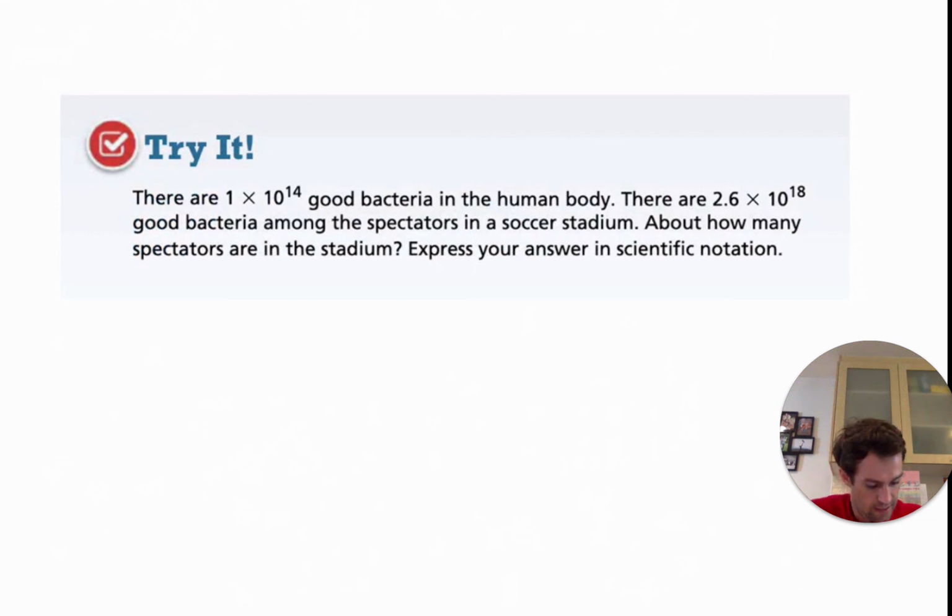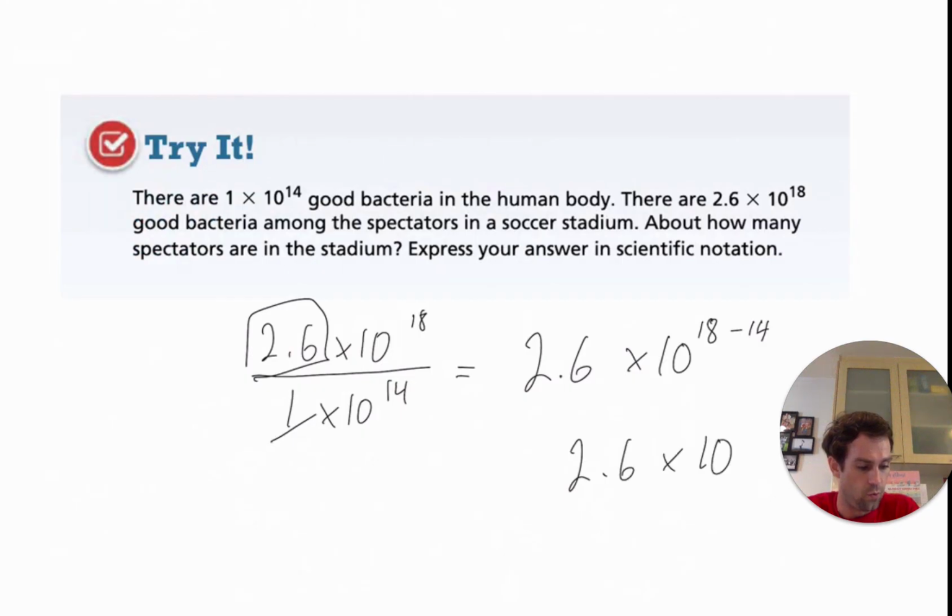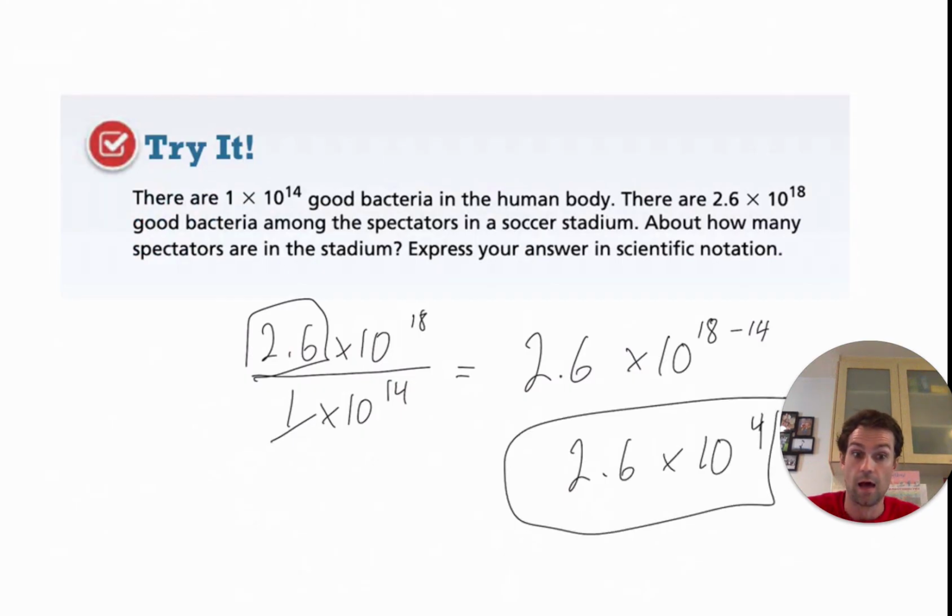All right, now that you've done that, what we're going to do is you will take 2.6 times 10 to the power of 18 divided by 1 times 10 to the power of 14. So that is 2.6. 2.6 divided by 1 is 2.6 times 10 to the power of 18 minus 14. So you should get 2.6 times 10 to the power of 4 will be your answer. That's how many participants will be at the soccer stadium. All right, let me know if you have any questions.